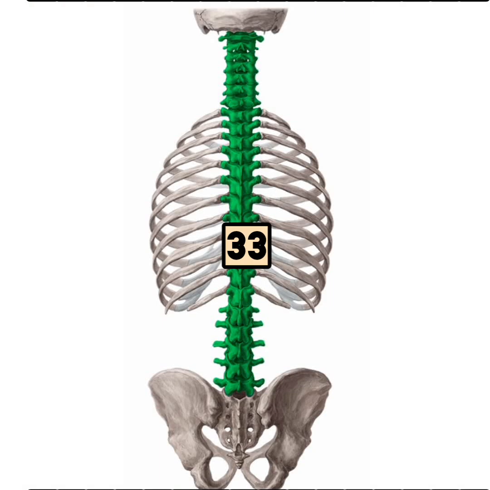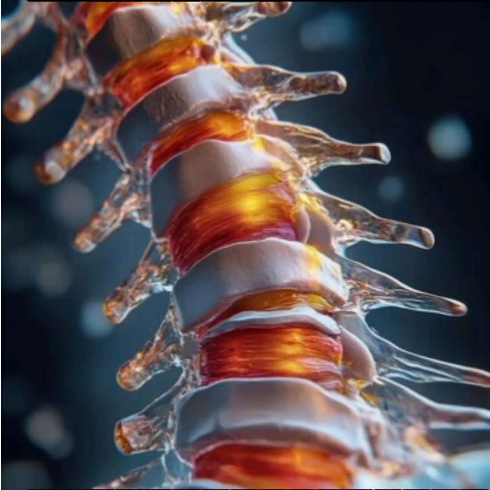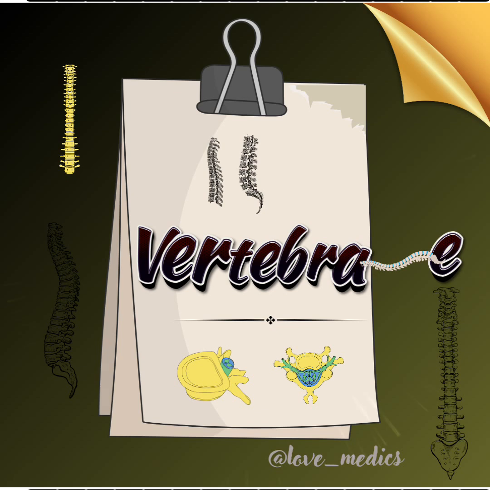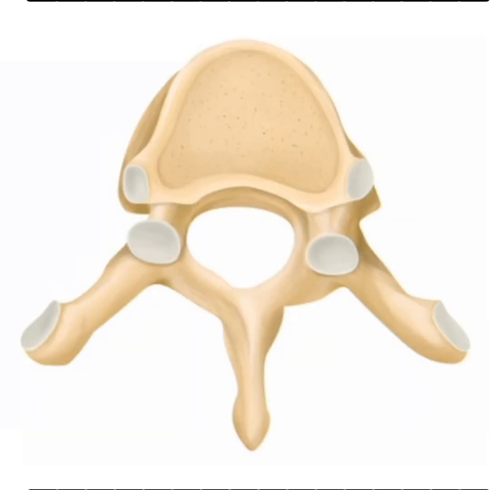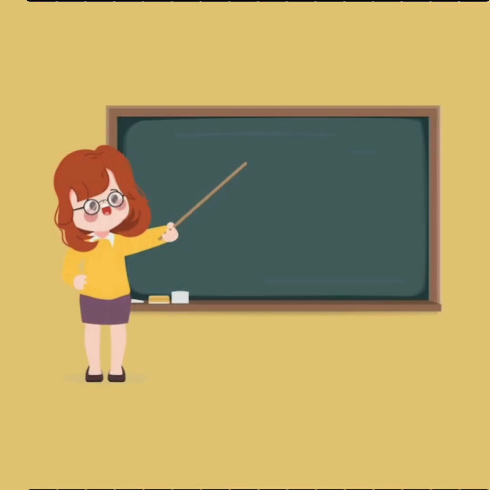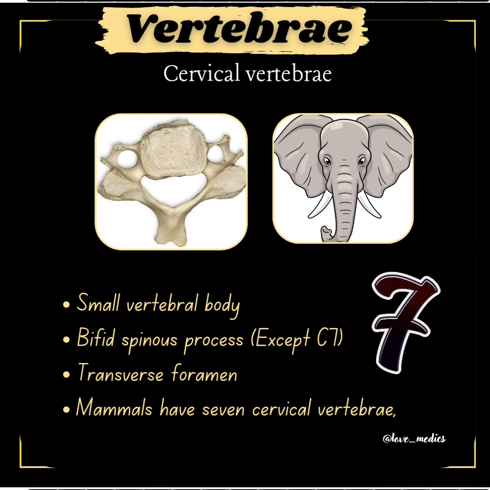There are 33 vertebrae in the spinal column, and 5 different types of vertebrae. How will you identify the vertebrae? Like this is the cervical bone, this is the lumbar, and this is the thoracic. How will you identify this? I will tell you. First, cervical vertebrae.